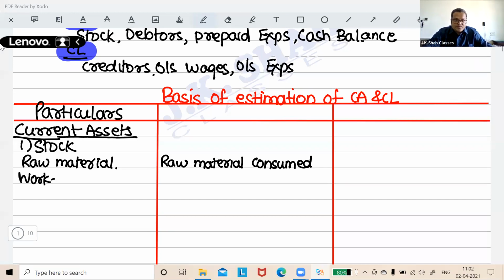Then we also have work in progress stock, right, friends? Now we all know what work in progress is. Work in progress is the goods which are in the pipeline of production. They are neither raw material nor finished goods. Now tell me, students, how does raw material get converted into finished goods? We all know that on the raw material we have to apply some wages and some overheads. Correct? They are the conversion cost.